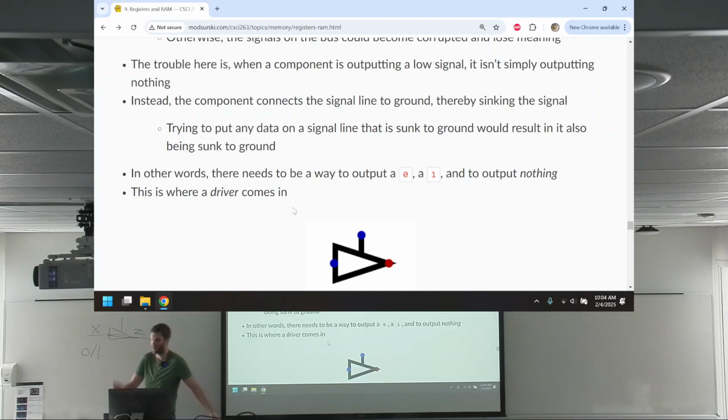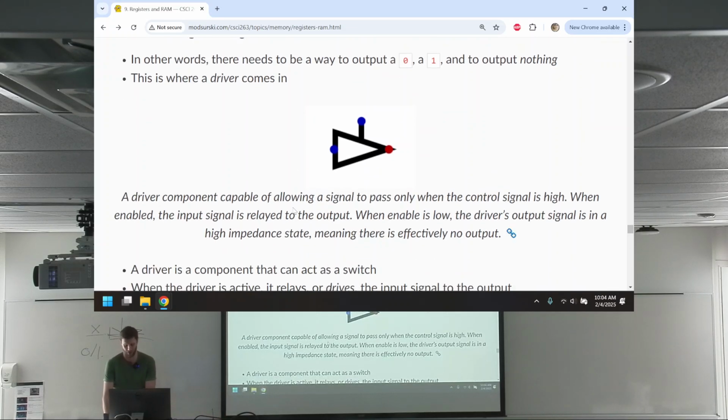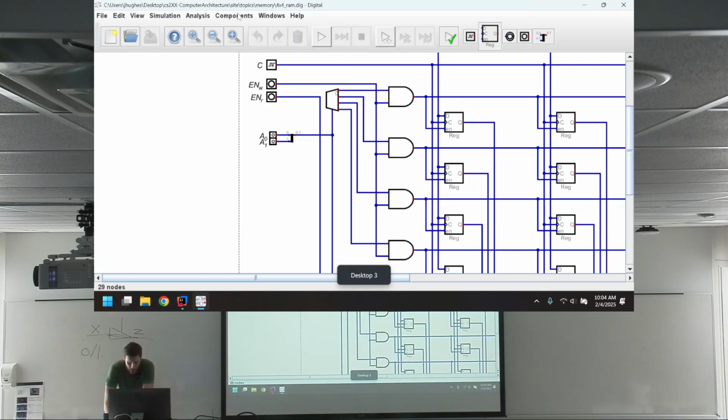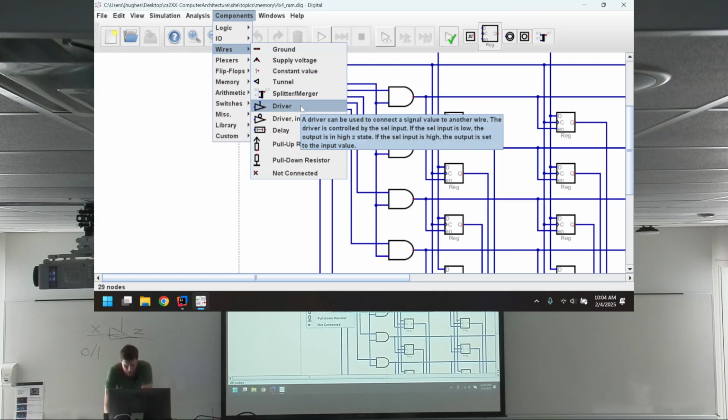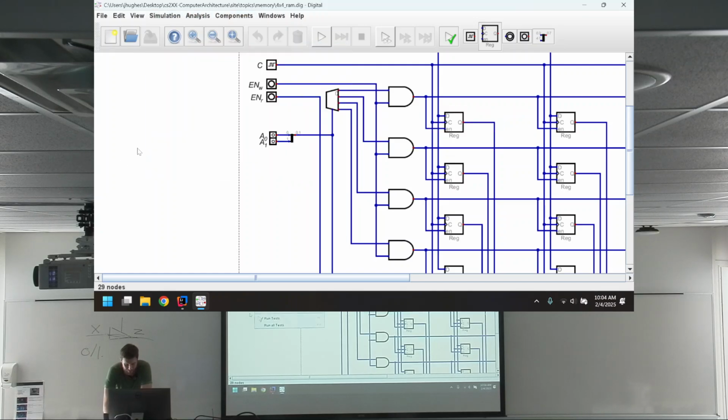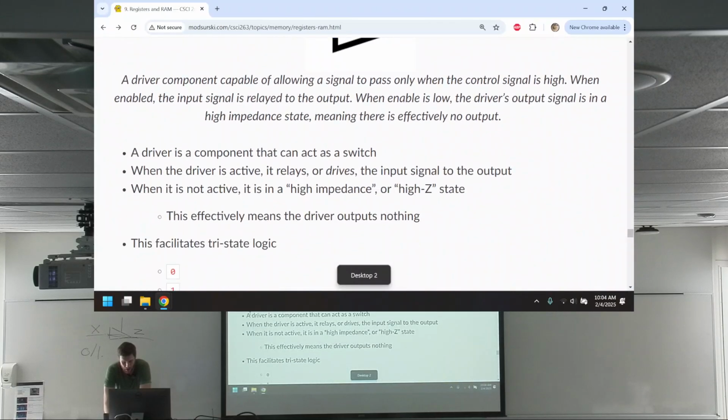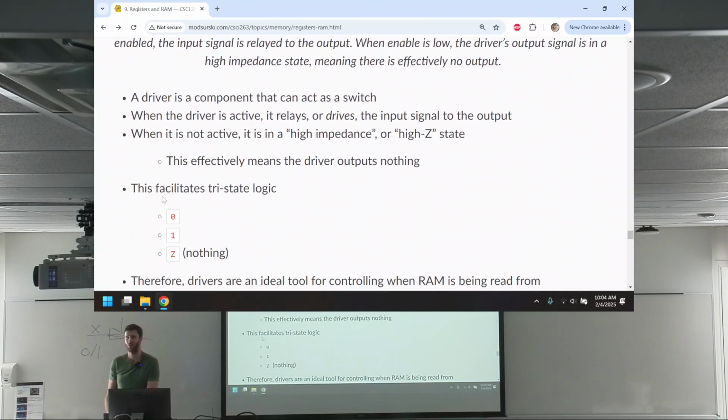This is where this idea of a driver or a buffer comes in. It's got a number of different names. What do they call it in here? Components, wires? A driver. Okay, cool. A driver. A driver is a component that can act as a switch. But instead of just on-off, it's either whatever the signal is, or nothing.